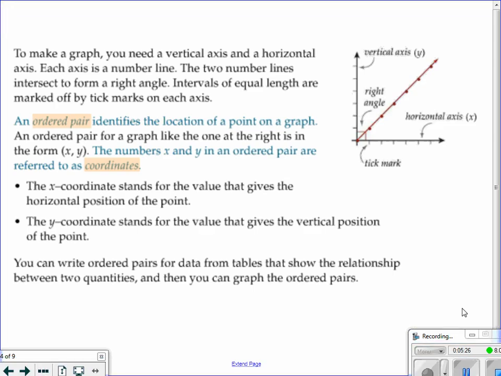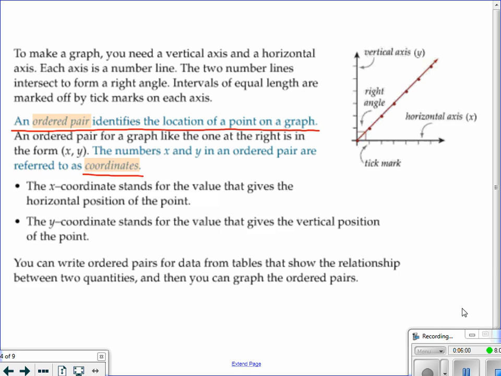All right, this slide is just some information for you. What I'd like to draw your attention to is the definition for an ordered pair here. Okay, an ordered pair identifies the location of a point on a graph. Again, you have to make sure that you put the x coordinate first, the y coordinate second. Okay, the number for x and the number for y in an ordered pair are called the coordinates.